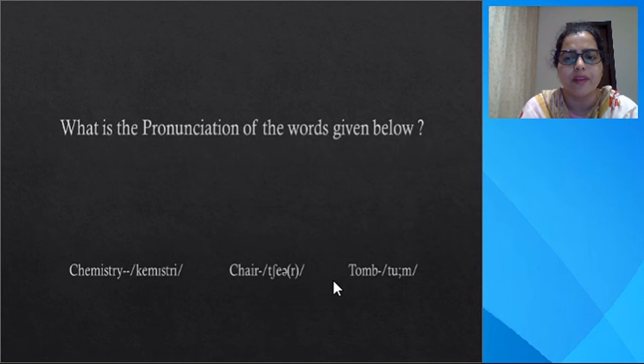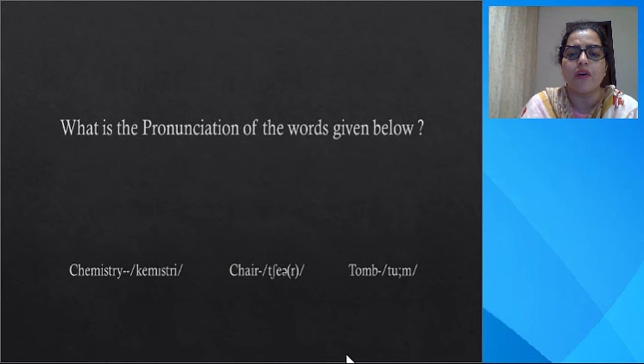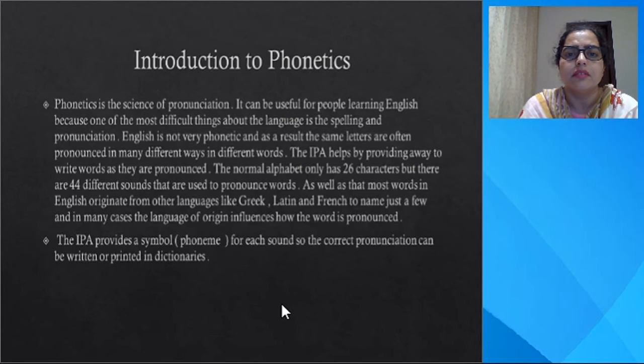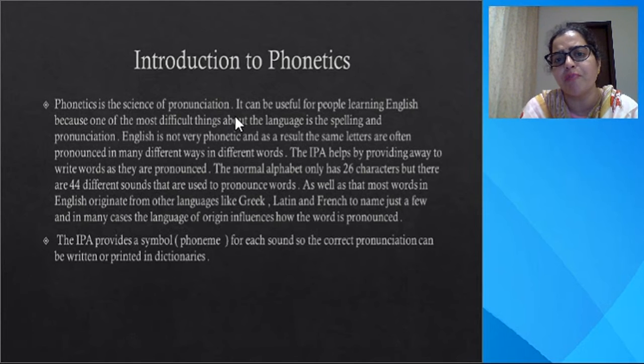Chair. And how is it pronounced? And what is the pronunciation of this word? Ta. This is a symbol for ma. Tomb. And it is different from the spelling. That's why, in the introduction to phonetics, phonetics deals with the science of pronunciation.